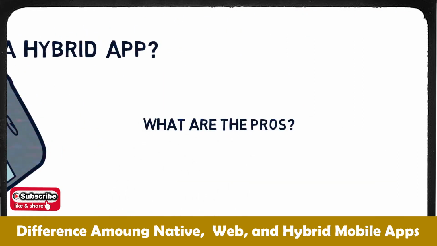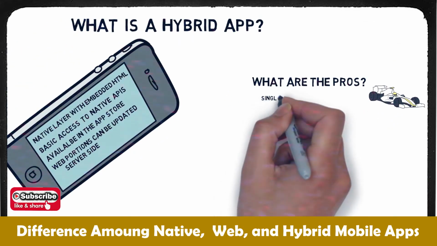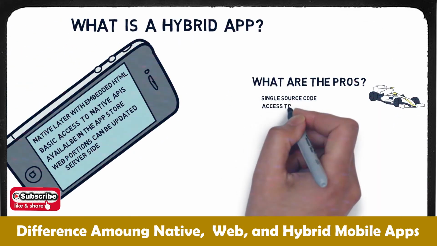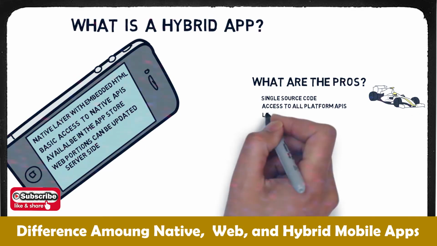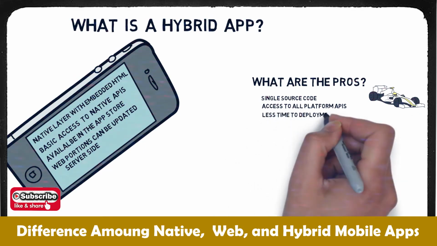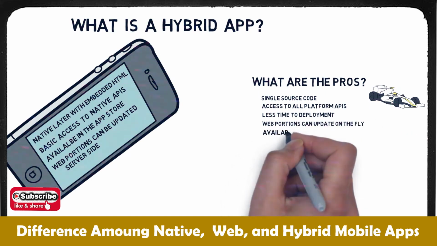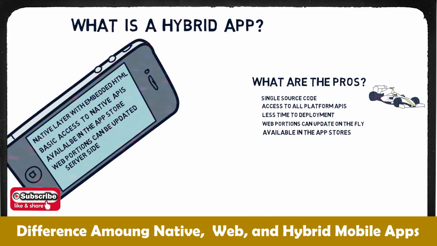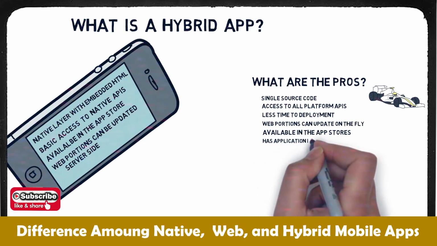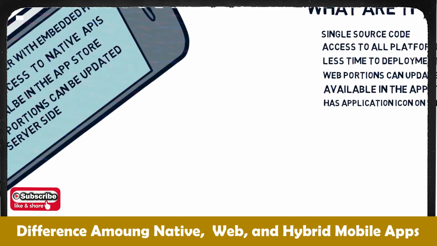What are the pros? You have a single source code, access to all the platform APIs, it's less time to deployment, web portions can be updated on the fly, it's available in the app stores, and has an application icon on the device. What are the cons?